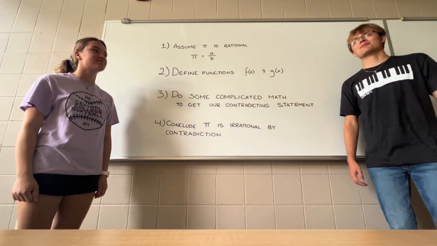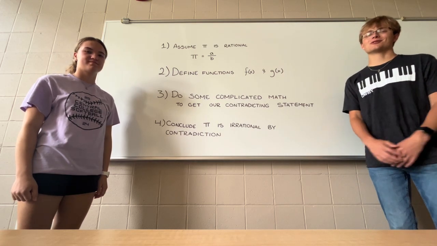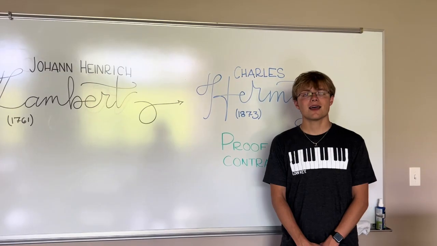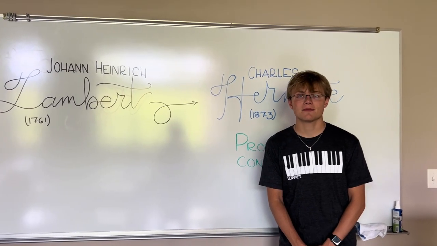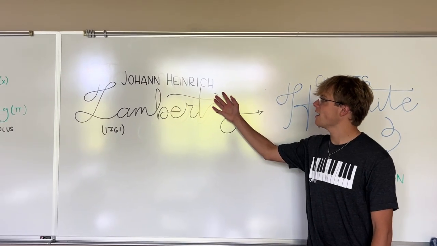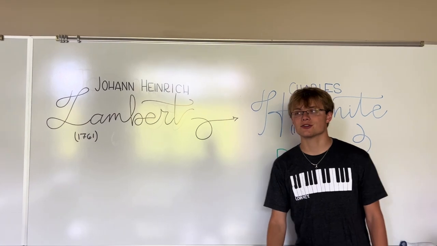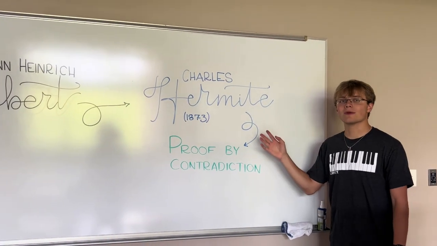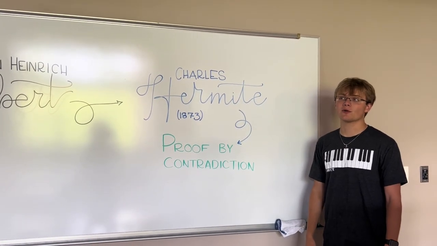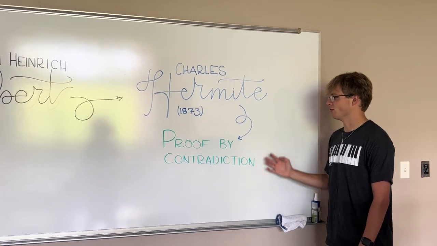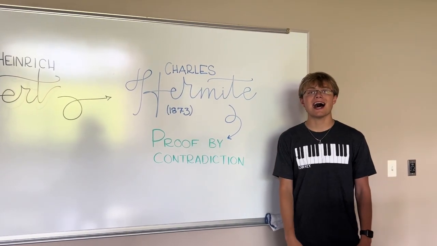Today we will be proving that pi is irrational. Pi has had an interesting history. First, Johann Heinrich Lambert proved that it was irrational. Then, Charles Hermite proved it in a much more simplified way. Today, we will be doing a proof by contradiction, specifically Ivan Niven's proof.